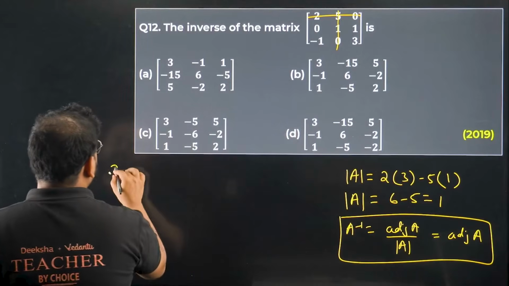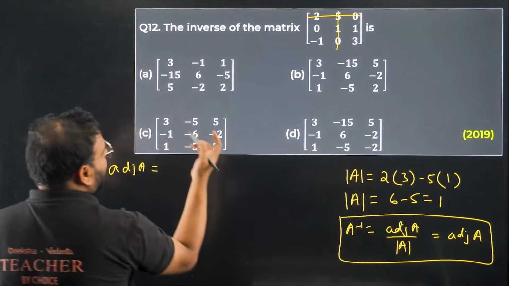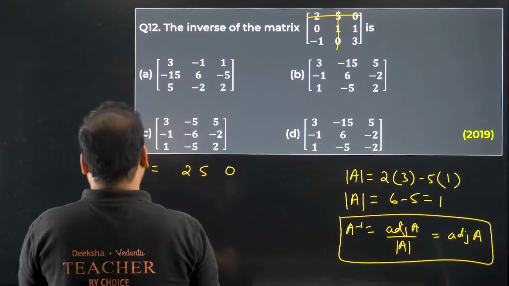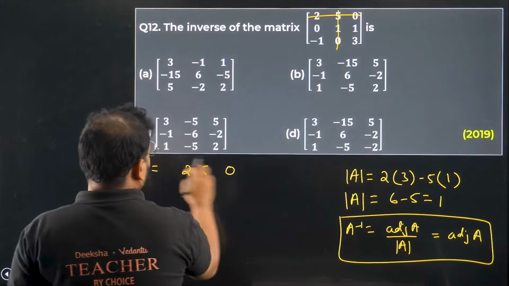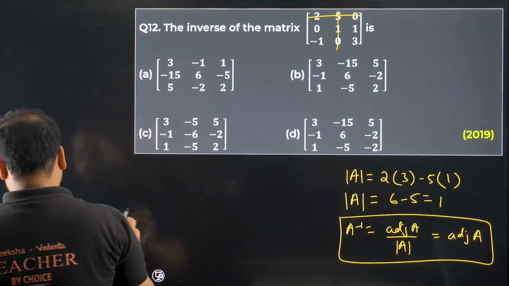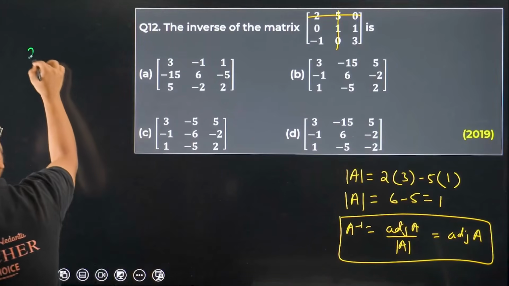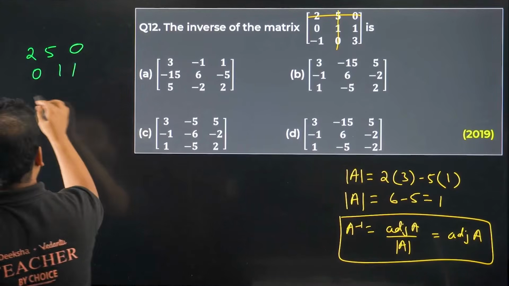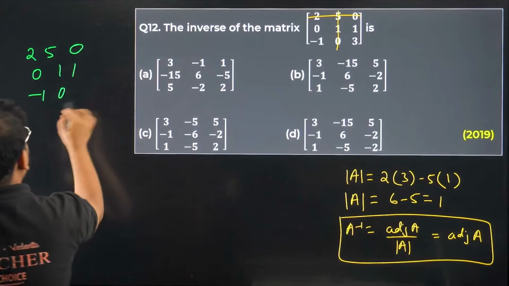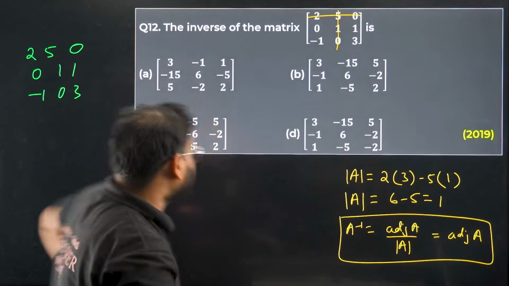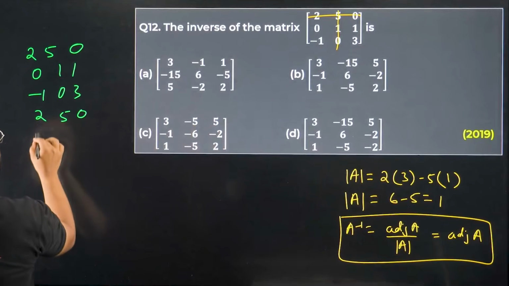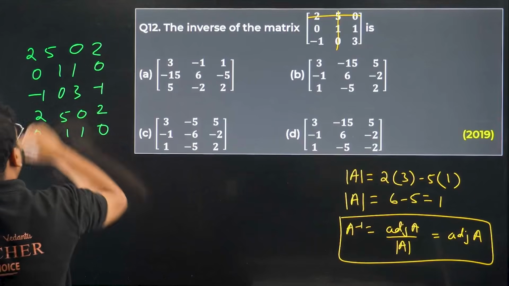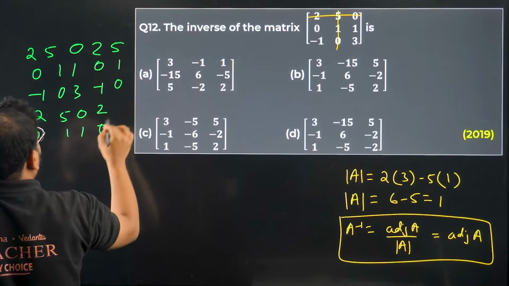How do you find adjoint here? Adjoint of A. First write all the elements. So 2, 5, 0, 0, 1, 1, minus 1, 0, minus 1, 0 and 3. First step is to repeat the rows, both the rows. So repeat it. I get 2, 5, 0, 0, 1, 1 and then the columns. So we get 2, 0, minus 1, 2, 0 and second column 5, 1, 0, 5, 1.